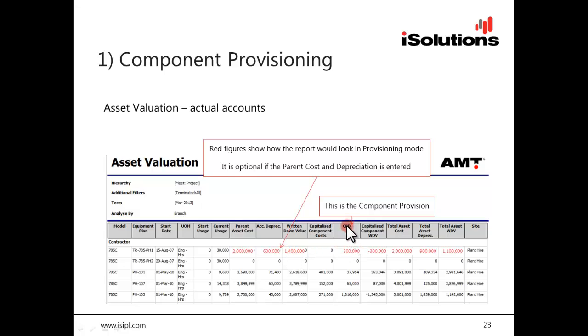But then we also have the CBD. The CBD is the component provision. It's an acronym in AMT for the component provision. So in this case, you've got 300,000 set aside for your components. The last three columns give you an aggregated total where the asset cost is 2 million. You've actually got effectively in depreciation 900,000, being 600,000 of your normal depreciation and 300,000 for your CBD or your component provision. Sometimes that's called component depreciation. So CBD stands for component-based depreciation.